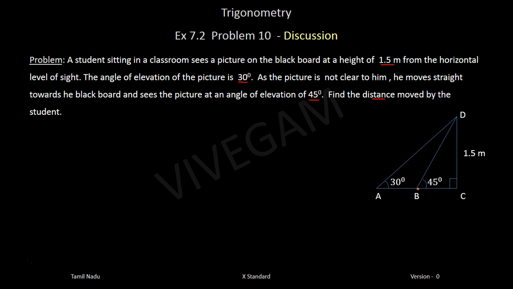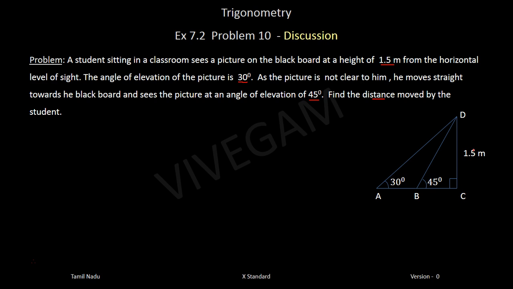Okay, now when it comes to this point, he was not able to see, and here he moves closer to point B and he is able to see the picture, but as he moves closer, the angle of elevation will increase and it becomes 45 degrees. Now we are asked to calculate the distance moved by the student from the initial to final, that is AB is the distance here where he has moved, and that is what we need to find. Now we know this side, that is 1.5 meters, and we are given these angles and we have to find this horizontal distance, right? So what is the relationship which we can use?